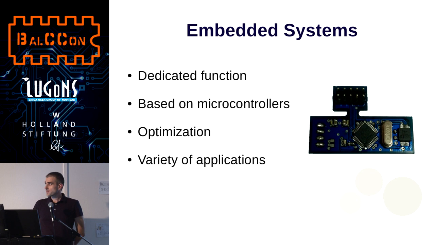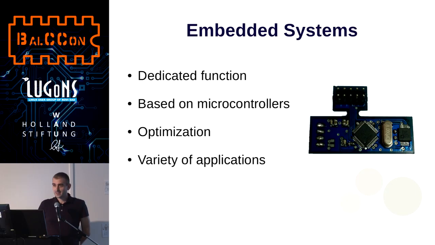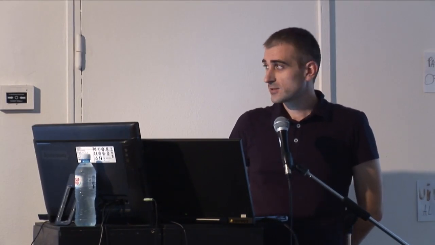So about embedded systems, what is most characteristic about an embedded system? It's dedicated function. By definition, an embedded system is a system which is a part of a larger system with one dedicated specialized function. It's usually based on microcontrollers. Microcontrollers are basically CPUs which differ from standard general-purpose CPUs because they usually, or always, have onboard memory and peripheral controllers. One more important thing is optimization. A microcontroller is usually highly optimized for a special task. For example, there are digital audio processors, DSPs.